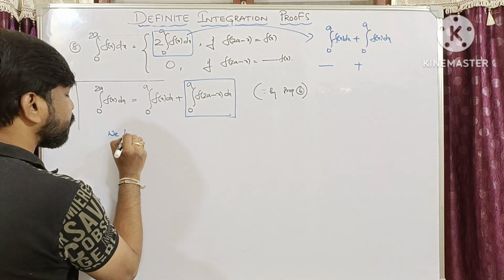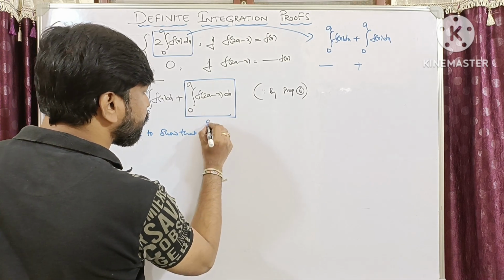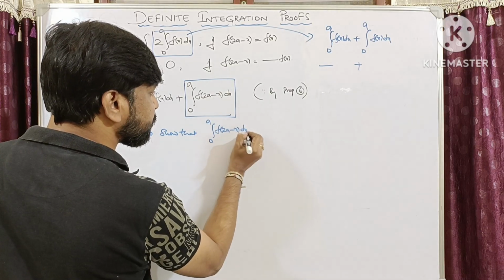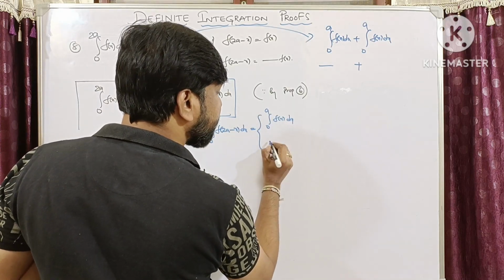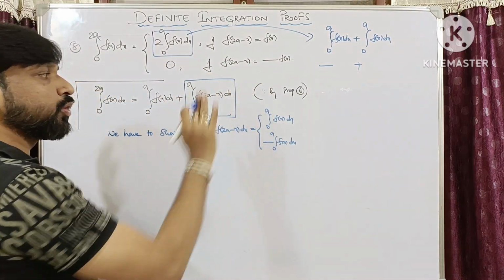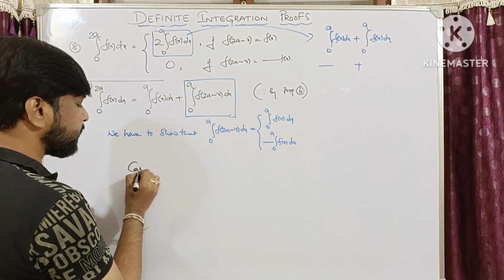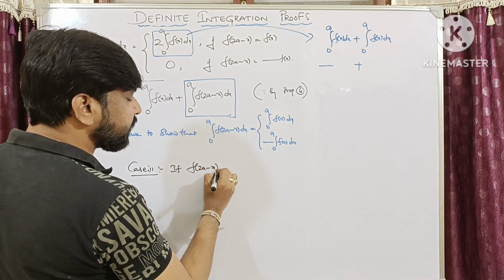Now we have to show that integral 0 to a f of 2a minus x dx is equal to, you are going to prove, one is integral 0 to a f of x dx and the second one is minus integral 0 to a f of x dx. If you prove this one, 2 times, both will cancel. Clear? So this one is if f of 2a minus x is equal to f of x.